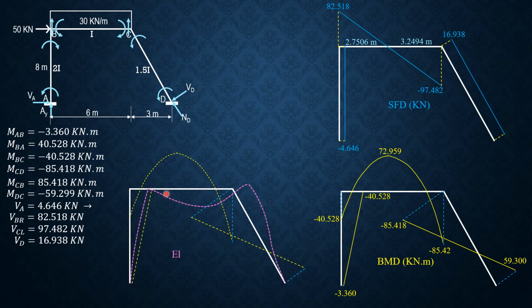So that's it. And I hope that you were able to follow the solutions, the explanations, and the equations, and the construction of the shear force with the moment diagram and the elastic curve.